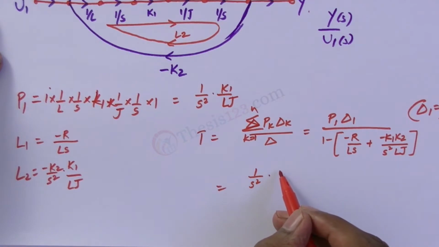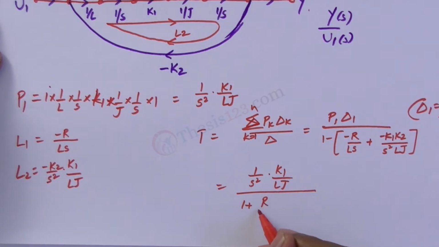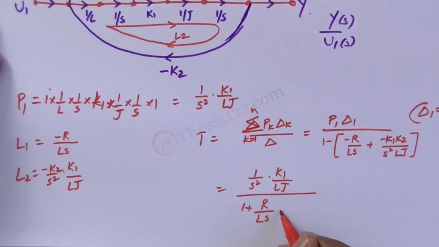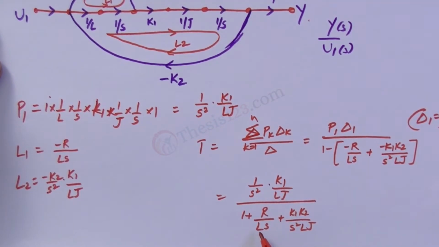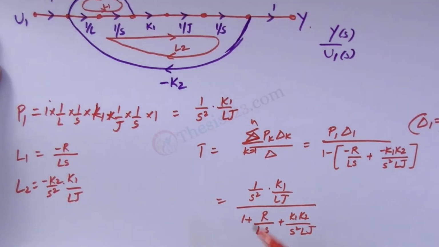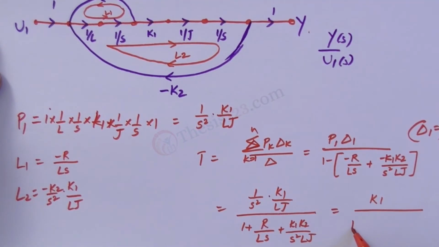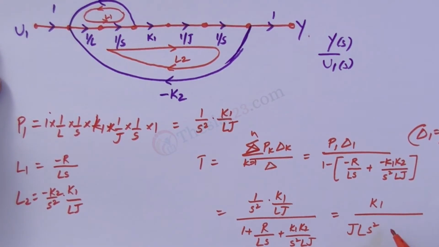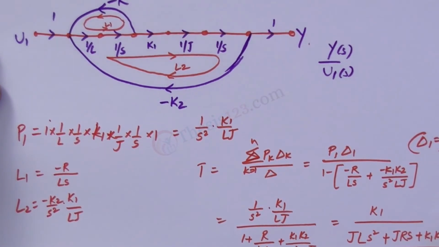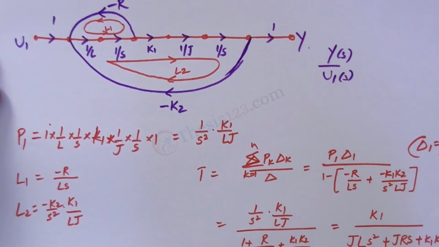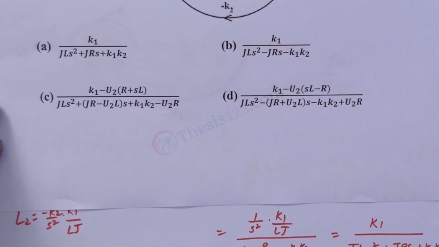So we get 1 by s square into K1 by LJ, divided by 1 plus R by Ls plus K1 K2 by s square LJ. Take the LCM, and if you solve this equation, finally you get the transfer function as K1 by JLs square plus JRs plus K1 K2. So this is the required transfer function. Let's check in the options which option has this answer. It is option A which has the same answer.